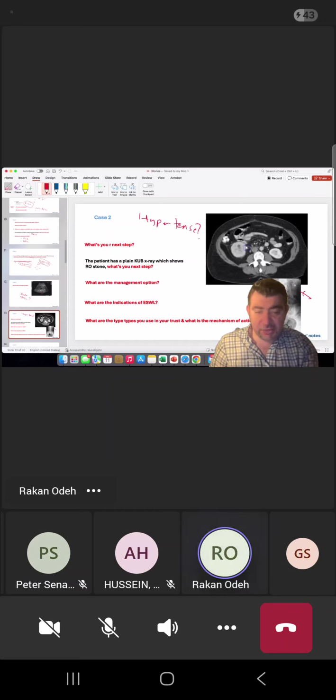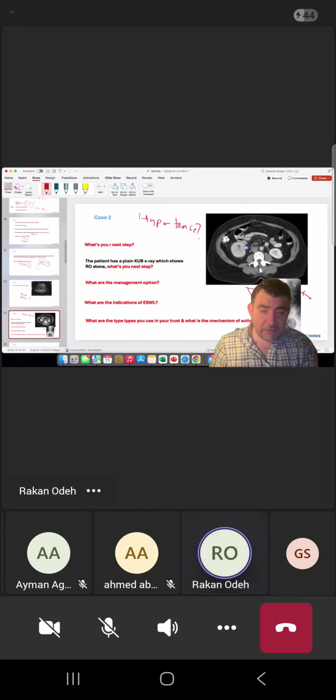So is it the same patient? Yes, it is the same patient. Okay, explain to me. But no, it's not the same patient because this is in the renal region. However, previously the ultrasound and the CT showed it is in the proximal ureter. Yeah, well, no, this is a PUJ renal stone. It could still be a PUJ stone.